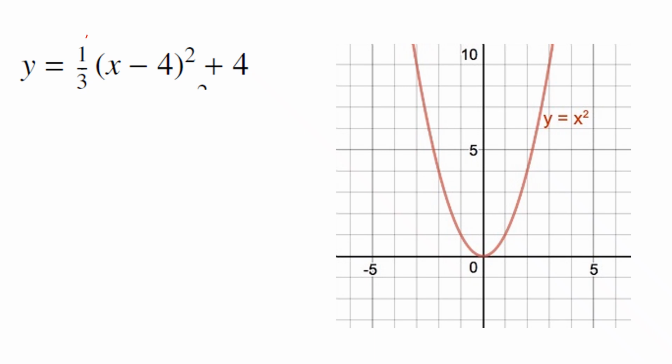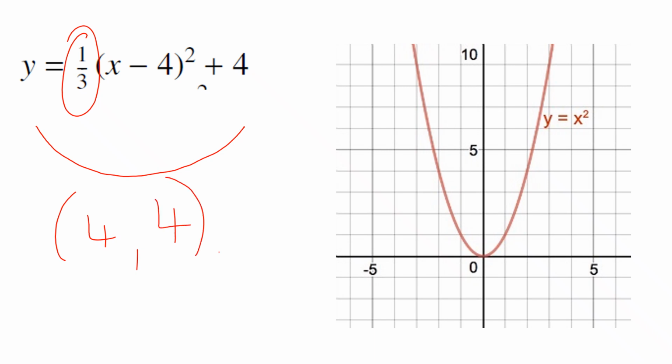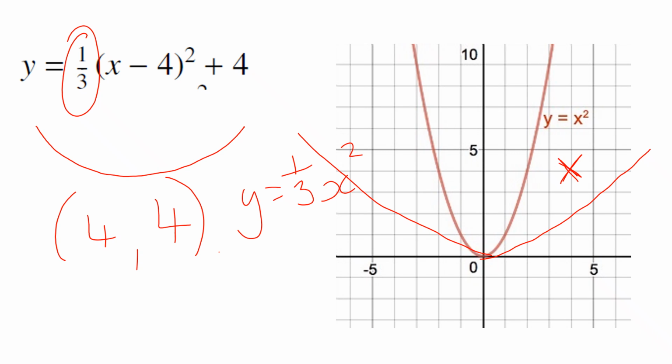Here, we're going to have a dilation factor of 1/3, which tells us it's going to be more open, shallow, like this. And our turning point is going to be at (4, 4). So we would start with y equals x squared. We would then sketch out what y equals 1/3 x squared would be. So instead of passing through 1 here, it will pass through 1/3. It's going to be quite open and shallow. And then we are going to move it across 4 to the right and 4 up. So our new turning point is going to be here.